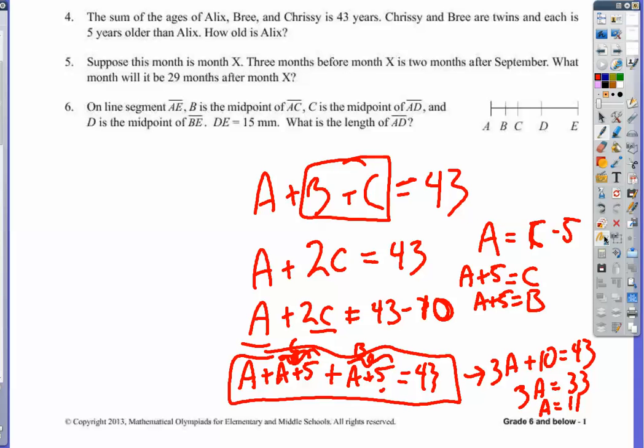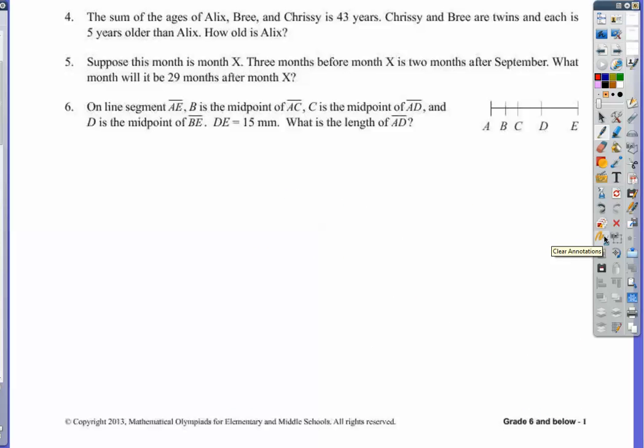All right, suppose this month is month X. 3 months before month X is 2 months after September. What month will be 29 months after X? Here's my suggestion in this. I'm going to make a number line, well, a month line, but I'm not going to include the months.